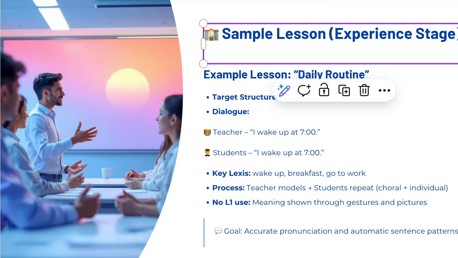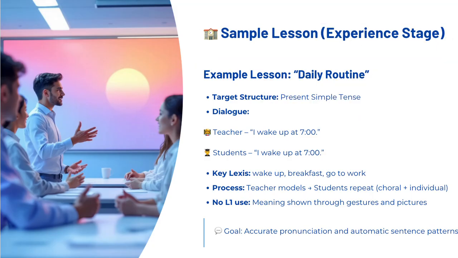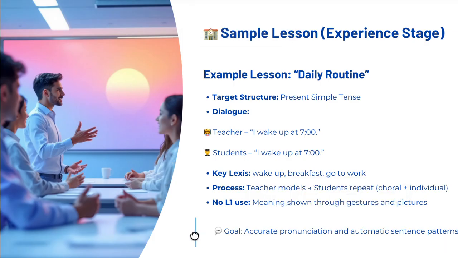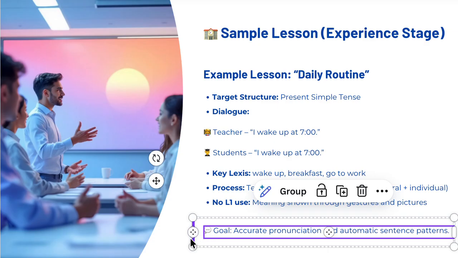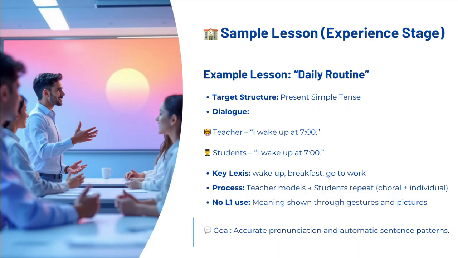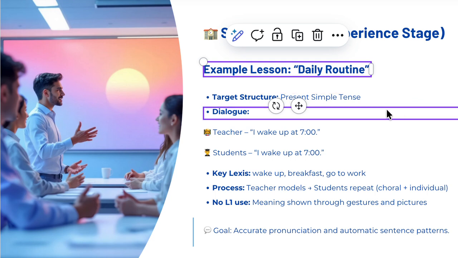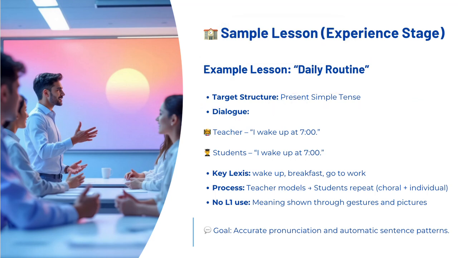Slide 4. Sample lesson, experience stage. Let's look at an example of an ALM lesson. The topic is daily routine, and the target structure is the present simple tense. The dialogue starts like this. Teacher: I wake up at 7 o'clock. Students: I wake up at 7 o'clock. The key lexis includes words like wake up, breakfast, and go to work. The process is simple. The teacher models and students repeat, both chorally and individually. There's no use of L1, and meaning is shown through gestures and pictures. The goal here is accurate pronunciation and automatic use of correct patterns.